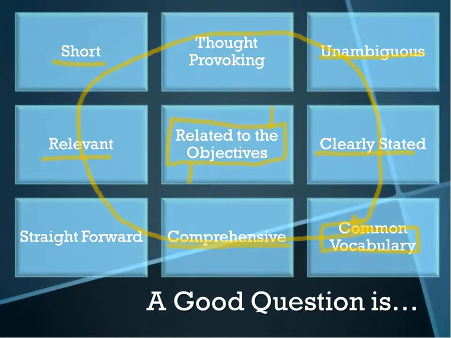Now, a good question is short, thought-provoking, and unambiguous, clearly stated, has a common vocabulary, it's comprehensive, straightforward, relevant, related to the objectives at hand. The problem is that getting all of these in one question is next to impossible. To get a short question, many times it can't be clearly stated. Sometimes in science you have to have a slightly longer question to get all of the details in place. For it to be straightforward sometimes means that relevance suffers. So every time this is a balancing act on what creates and crafts a good question.